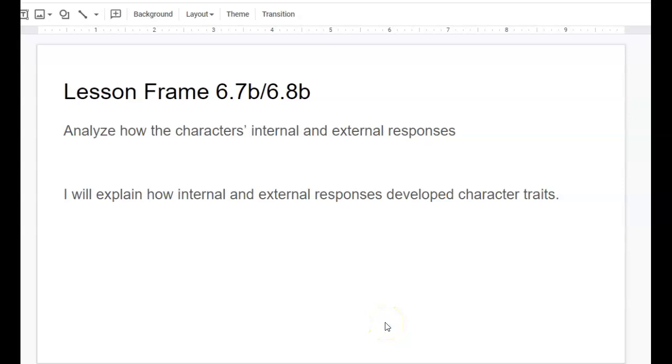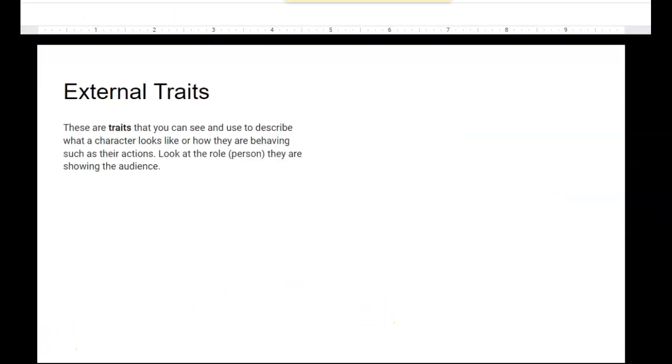So like I said, today we're going to go over internal and external responses and how that develops our character in a story. And we're going to start off with external. The external traits are the easiest to spot. External traits are just something you can see and use to describe what a character looks like or how they're behaving, such as their actions.